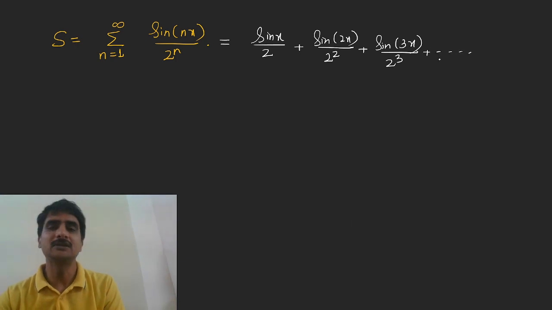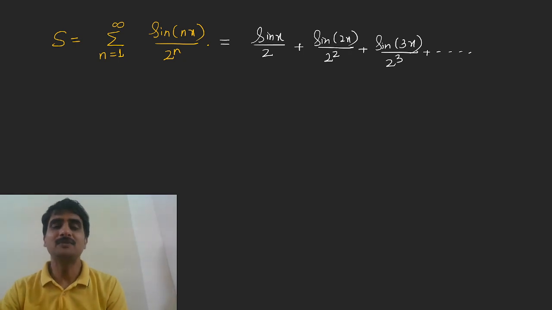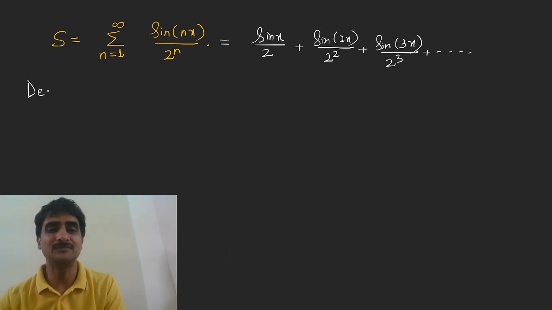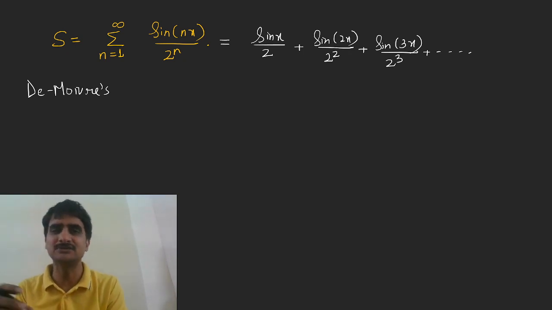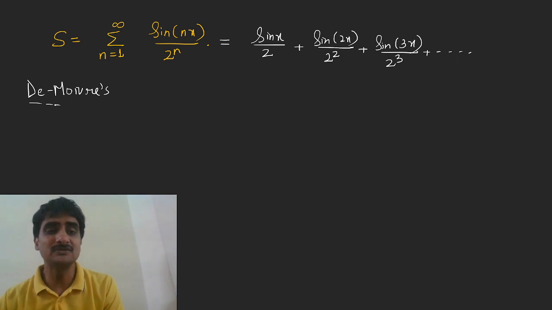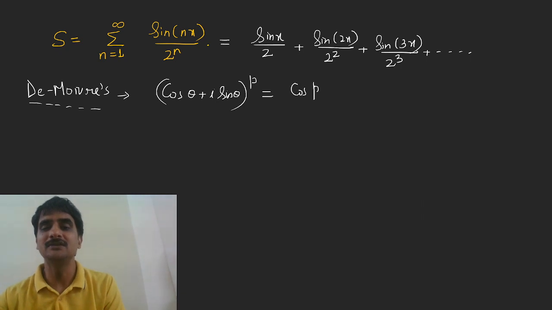So it is clear that in the denominator you have a GP. What about the numerator? The problem in the numerator is that the angle within sine is changing. There is a theorem, children, in complex numbers: whenever you have angles within sine and cos changing, like sine 2x, sine 3x, sine 4x, you should always remember de Moivre's theorem. What does it say? It says if you have cos theta plus iota sin theta raised to the power p, it is cos p theta plus iota sin p theta. The power gets multiplied into the angle theta, and that's it.